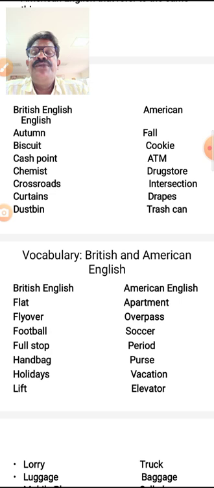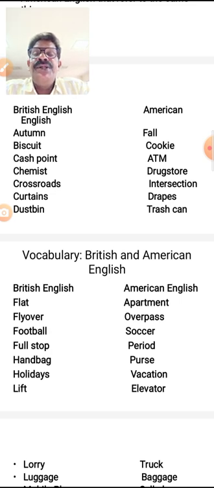Then next, in British English, chemist. When it comes to American, it becomes drugstore. Drugstore means medical store. And in British English, crossroads, which we often use, like RTC crossroads, Paradise crossroads. But in America, it is called intersection.